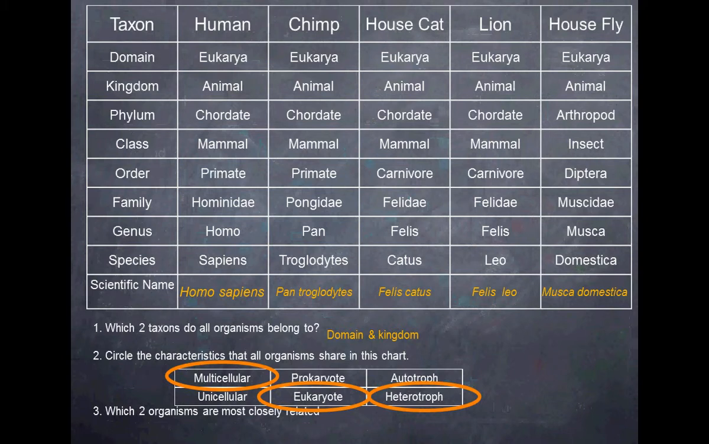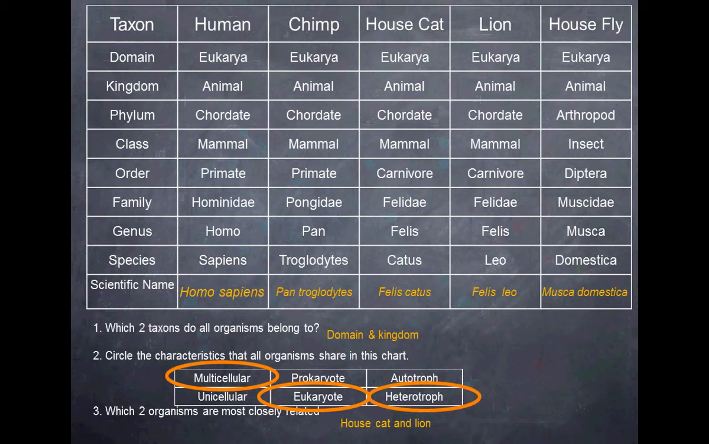So out of these five species, which two do you think are most closely related to each other? Nate? The human and the chimp. Think so? Let's look at the human and the chimp. They are the same domain and kingdom and phylum and class and order, but beyond that, different families, different genus, different species. Nate, you want to change your answer? Yeah, it's the house cat and the lion. Yeah, if we look at the house cat and the lion, they are the same all the way down until we get to the species level. Then they are different. So the house cat and the lion are the most closely related.